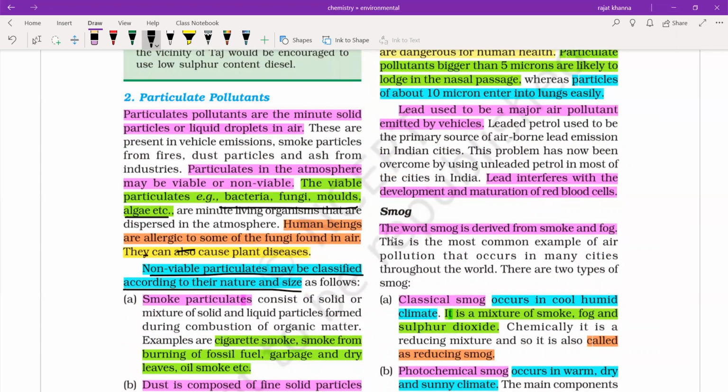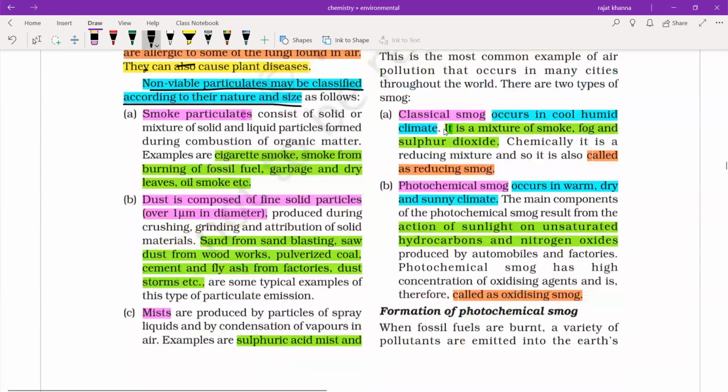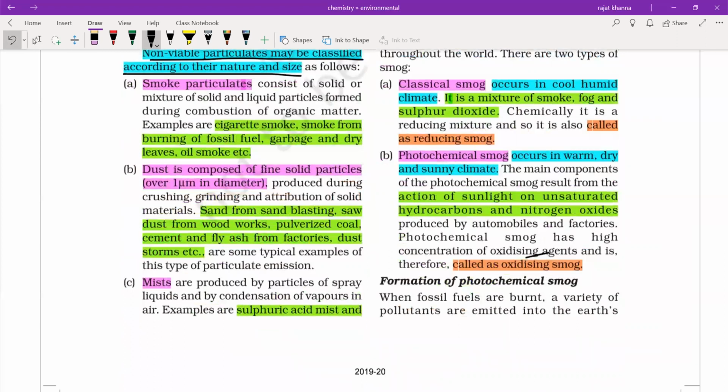The word smog is derived from smoke and fog. Classical smog occurs in cool, humid climate. It is a mixture of smoke, fog, and sulfur dioxide, called reducing smog. Photochemical smog occurs in warm, dry, and sunny climate. It results from the action of sunlight on unsaturated hydrocarbons and nitrogen oxides, called oxidizing smog.